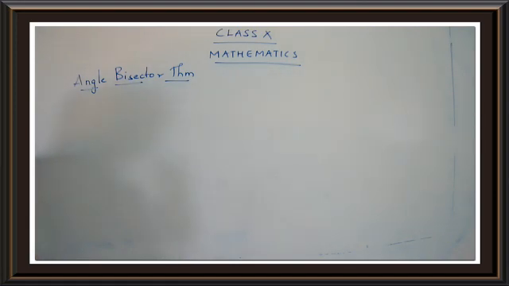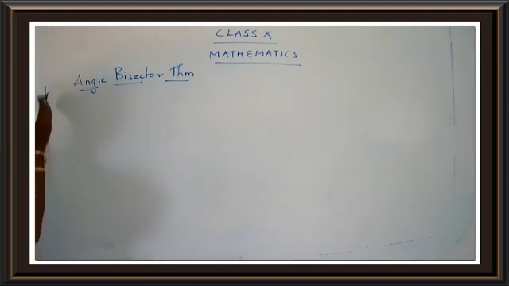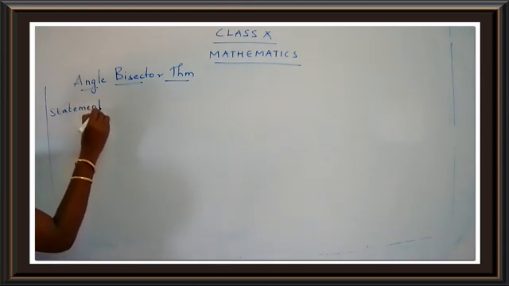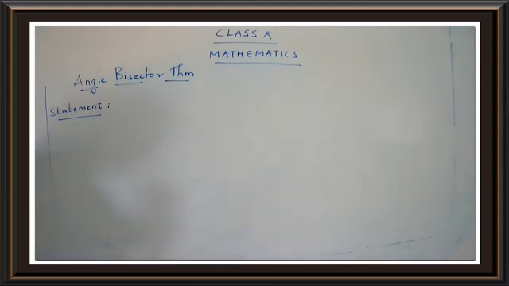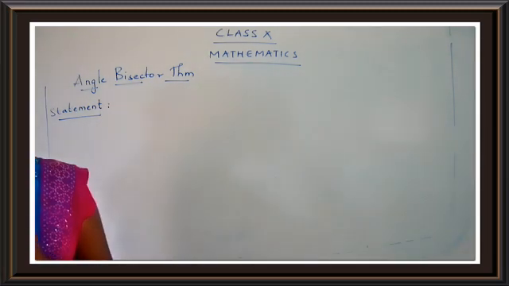Okay children? So now have you taken down the name of the theorem? Are you ready? Okay. So now the next thing is we are going to write down the statement. This is a theorem, so write down near the margin, the statement part. Write down the statement, children. The internal bisector of an angle of a triangle divides the opposite side internally in the ratio of the corresponding sides containing the angle. You have the statement there.